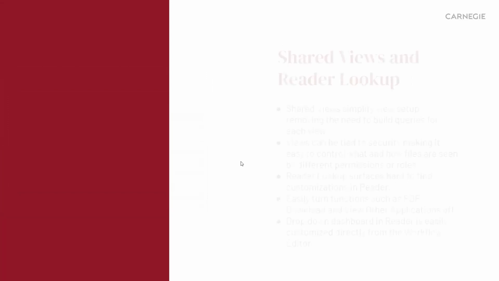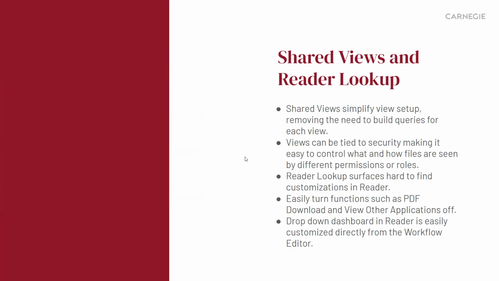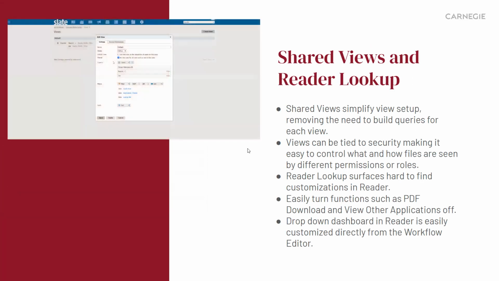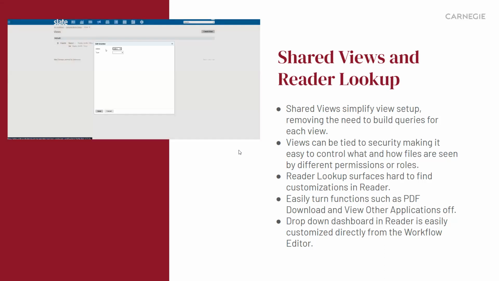Two other improved and new functionalities are the way in which we change the look and feel of Reader. Shared views replaces the need to build out queries that live in a special folder to allow for different columns or exports in your Reader view. Now, when you go to the Reader view tab, you can create a shared view. In this simple interface, you will be able to add exports, filter the files, and save.